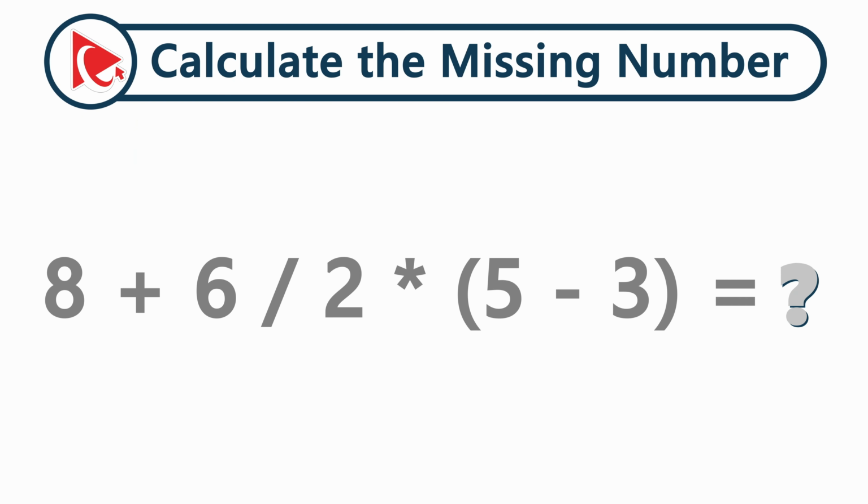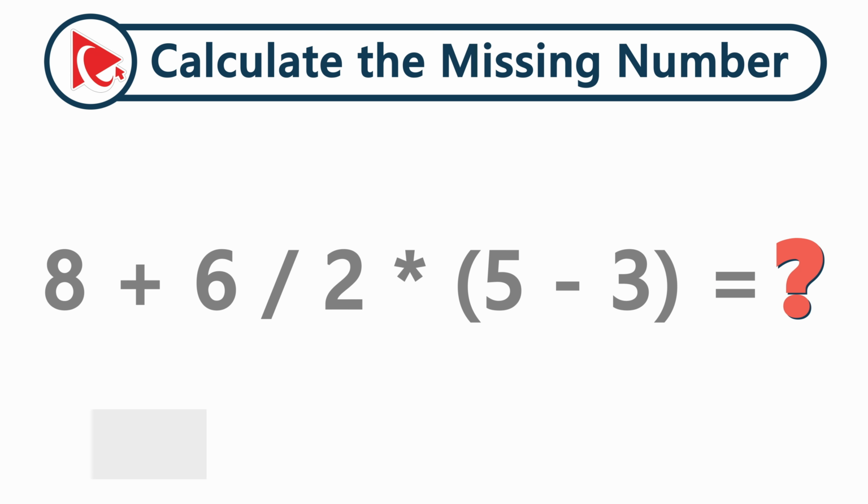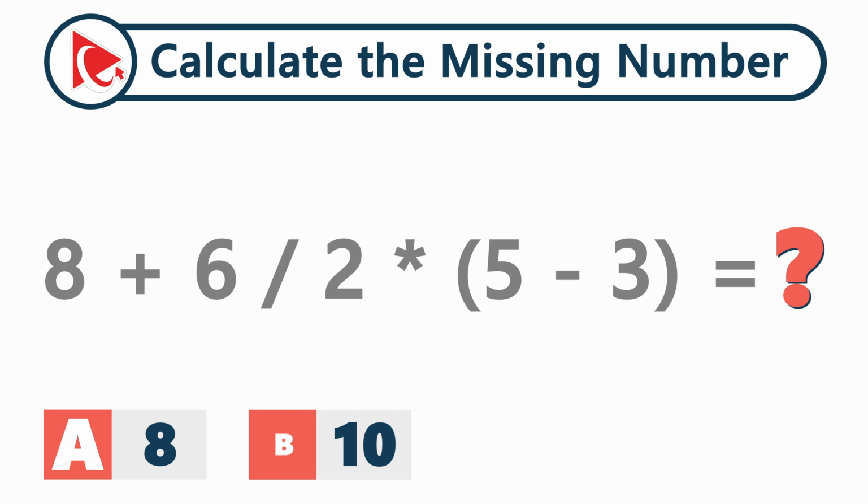In this question, you're presented with the expression 8 plus 6 divided by 2 multiplied by (5 minus 3) in parentheses equals the number you need to calculate and select out of 4 possible choices. Choice A, 8, choice B, 10, choice C, 12, and choice D, 14.